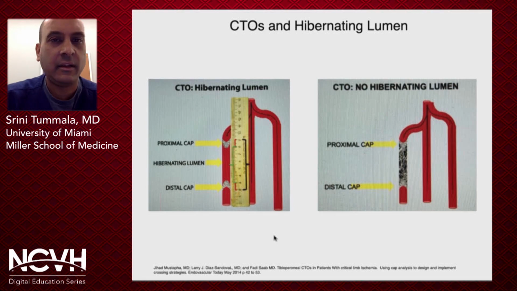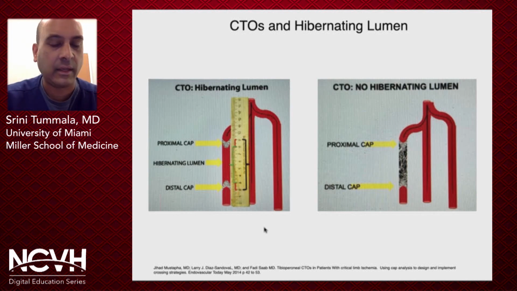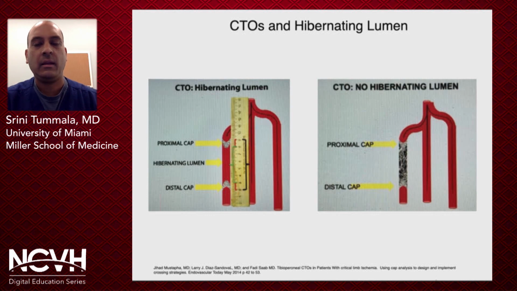The concept of CTOs and hibernating lumen is very important. Remember, when you have a CTO, it's typically described by a proximal cap and a distal cap. If it has a hibernating lumen, meaning that it's angiographically occult, you do an angiogram, you might see this occlusion, you might see this reconstitution point, but you see nothing in between. And this channel is there, it's open, but it's just angiographically not seen. It may be filled with debris or a thrombus or chronic fibrotic debris, but it is open.